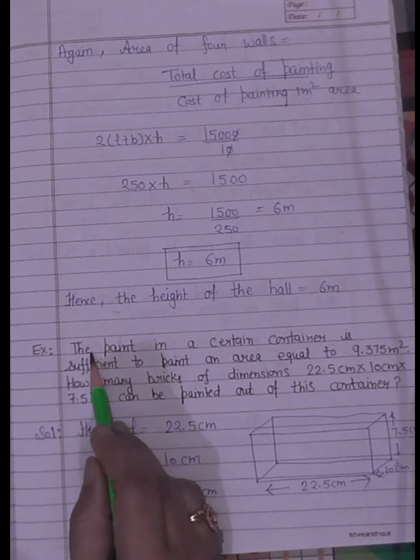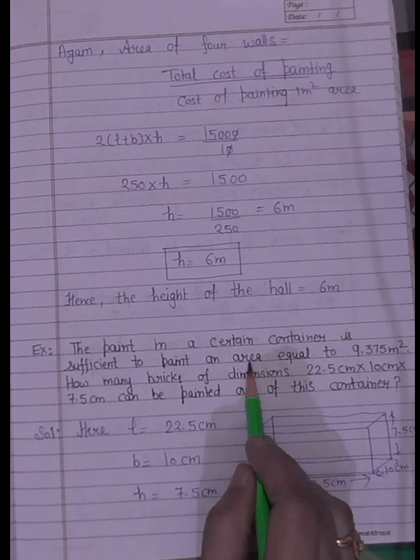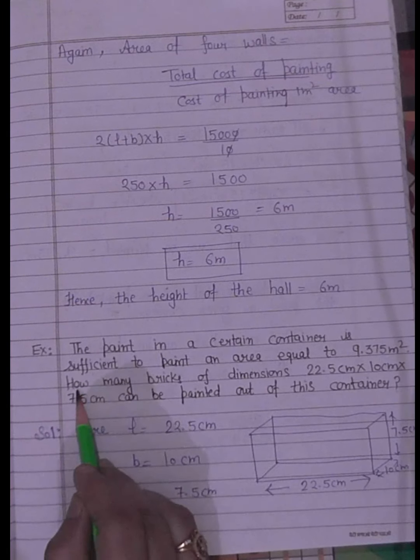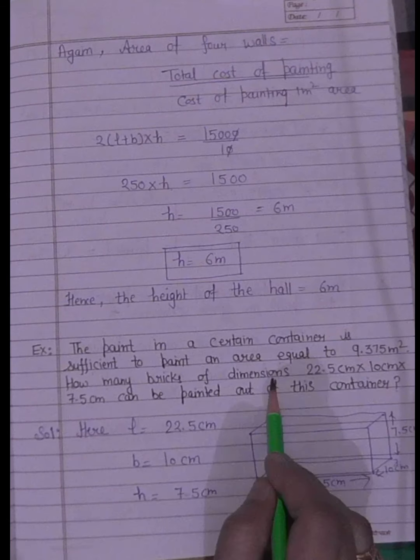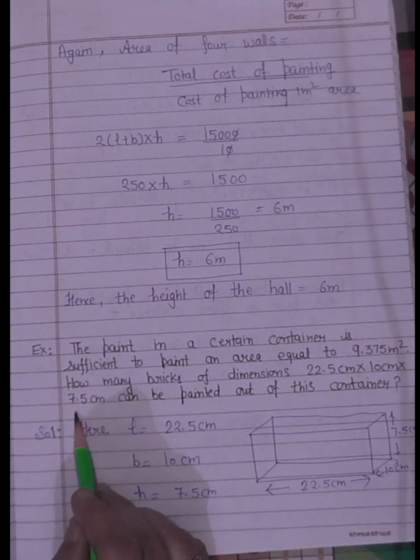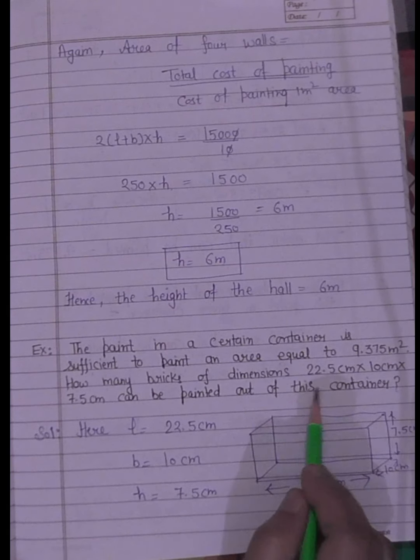Next example. The paint in a certain container is sufficient to paint an area equal to 9.375 meters square. How many bricks of the dimensions 22.5 cm into 10 cm into 7.5 cm can be painted out of this container?